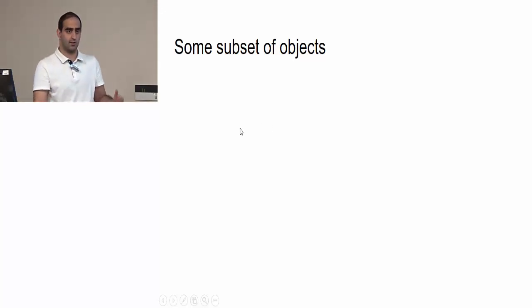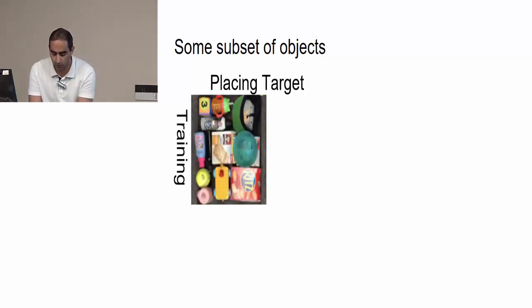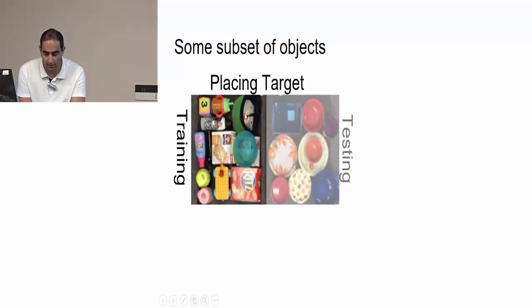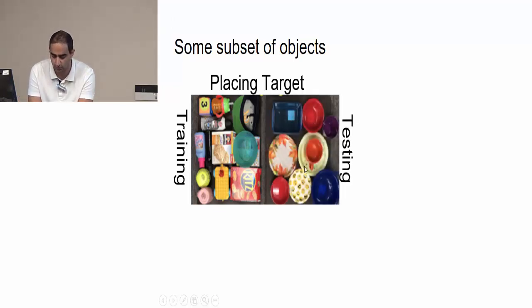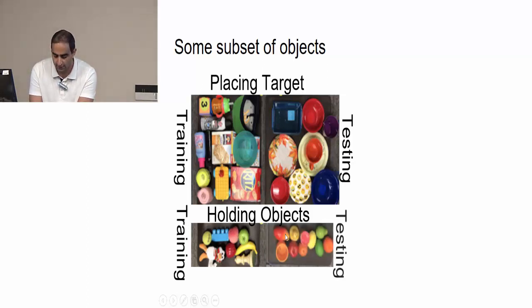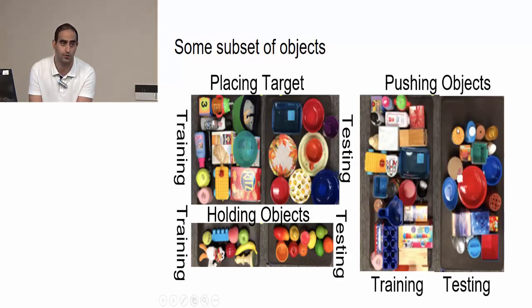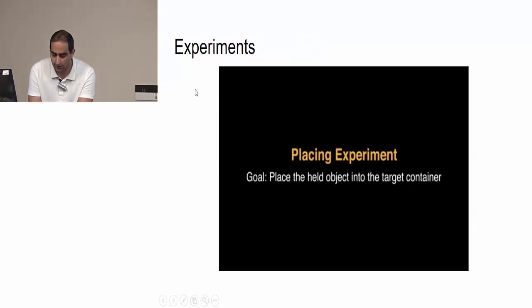Now, what are the objects they used for the tasks? These are some subsets of their objects. For the task of placing target, they used these objects for training and used these objects for testing. So these objects were never seen during training. For holding objects, they use these objects for training. Actually, this is a subset of the objects they used. And these objects for testing. For pushing objects, they use these objects for training and these others for testing. Here's a video of their experiments.